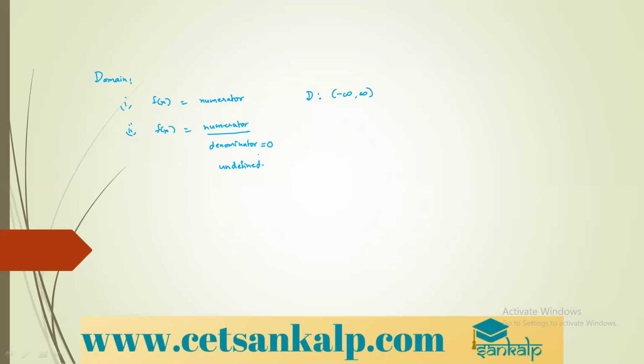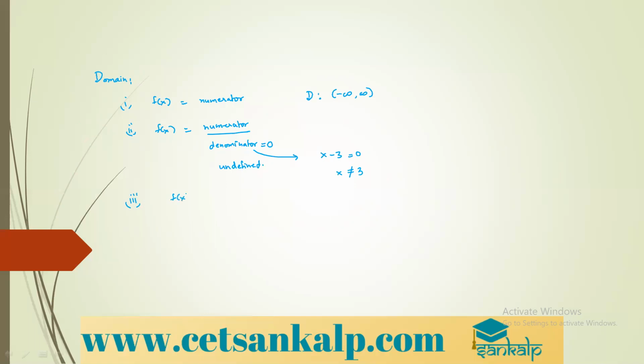Suppose the denominator is x minus 3. If it becomes 0, the function will become undefined. So x should not be equal to 3. x can be any number except 3. The domain can be any number except 3. Like that you can take.